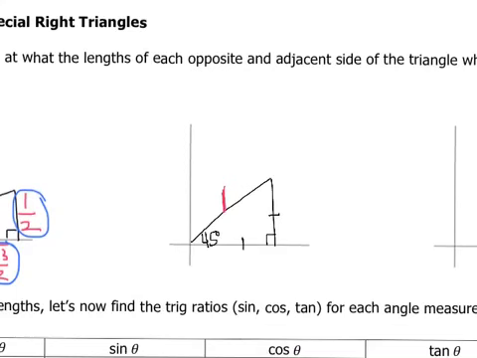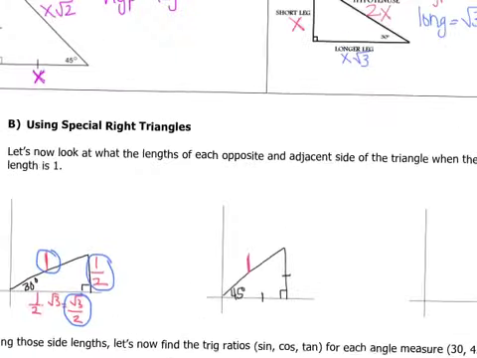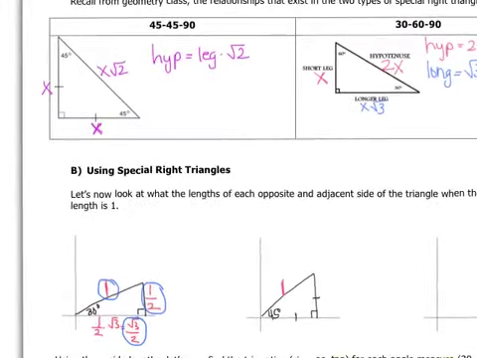Now the question is, how do we work backwards to find the length of those legs? If you look back up here, we take a leg, we multiply it by radical 2 to get the hypotenuse. So divide. If we have the hypotenuse, divide it by radical 2 to get the leg.